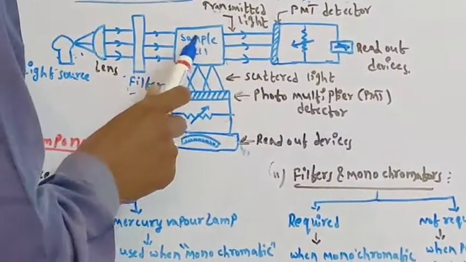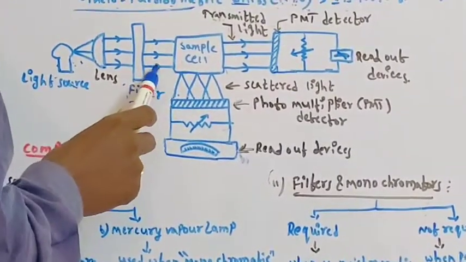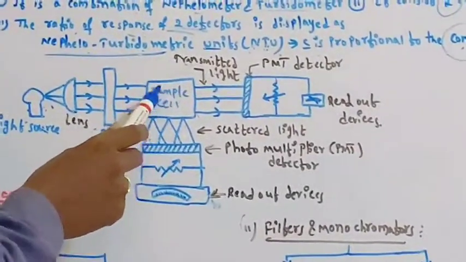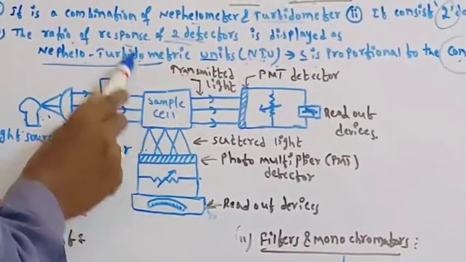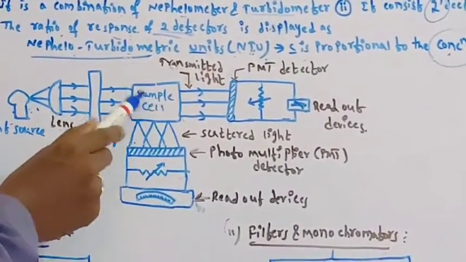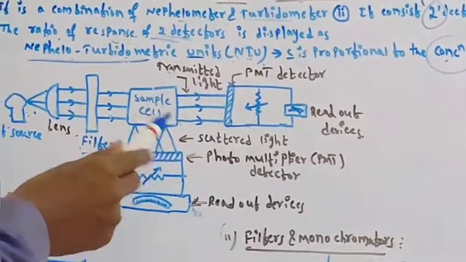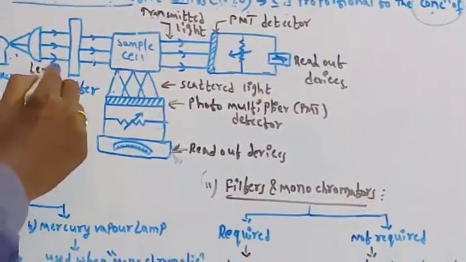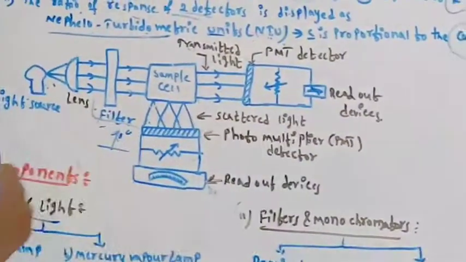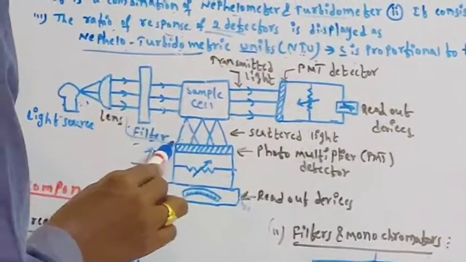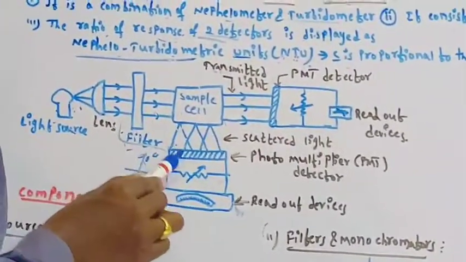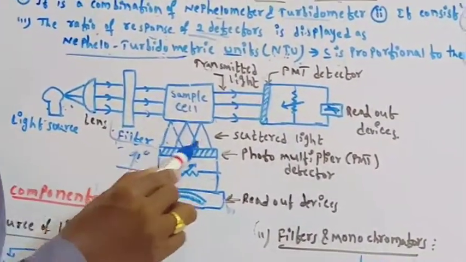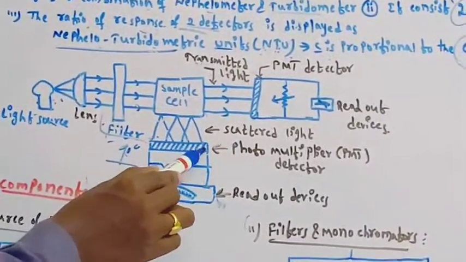Only the required radiation will pass through the filter. Then the required radiation will fall onto the sample cell. From the sample cell, it will scatter the light in all directions. If we are measuring the scattered light at a 90-degree angle to the incident beam, that is nephelometry. Here we will place one detector. This is the scattered light. Here we are placing the detector, that is a photomultiplier tube detector.